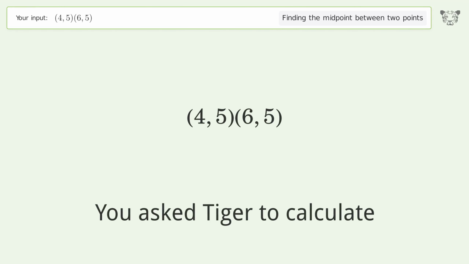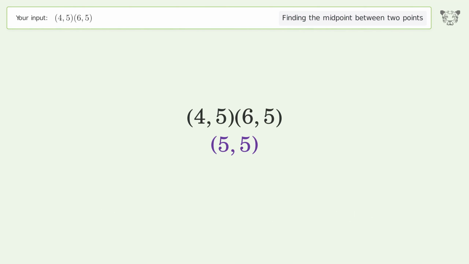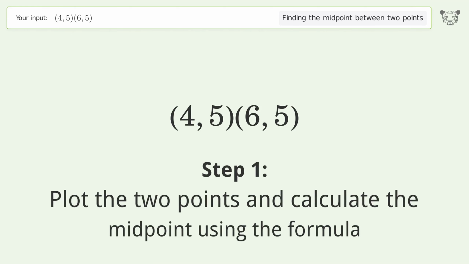You ask Tiger to calculate. This deals with finding the midpoint between 2 points. The midpoint between the 2 points is 5, 5. Let's solve it step by step. Plot the 2 points and calculate the midpoint using the formula.